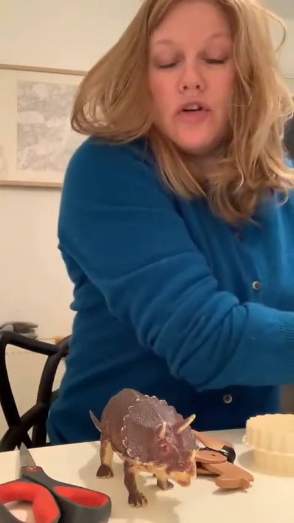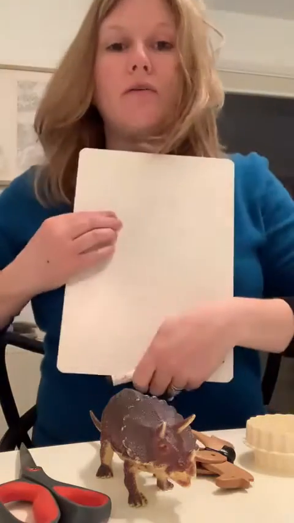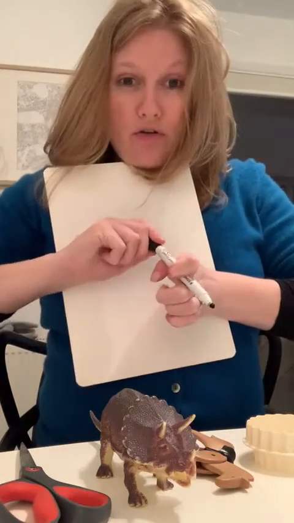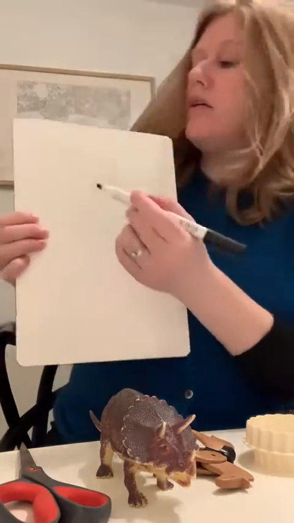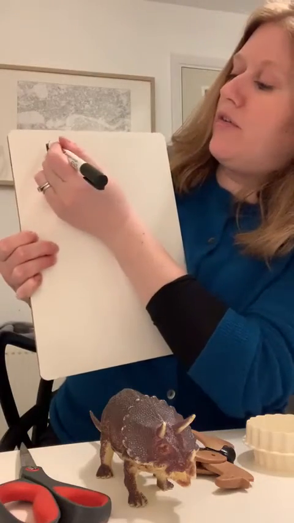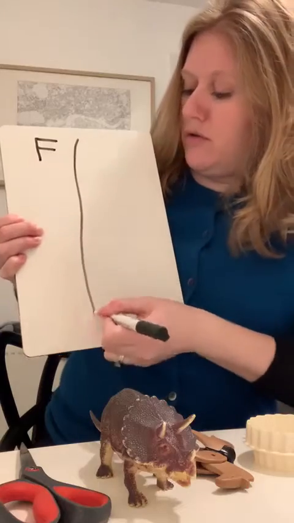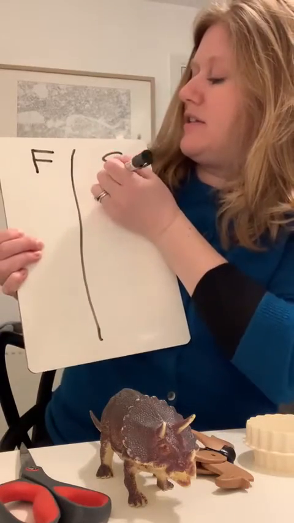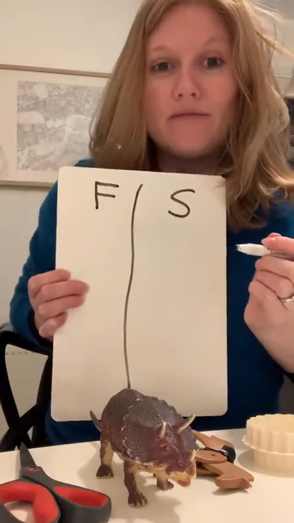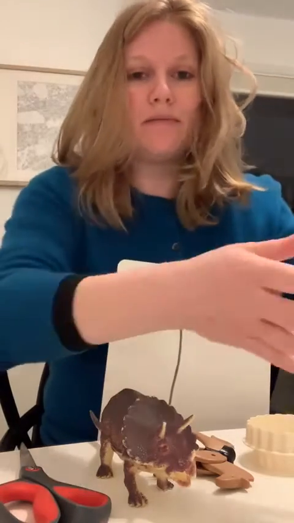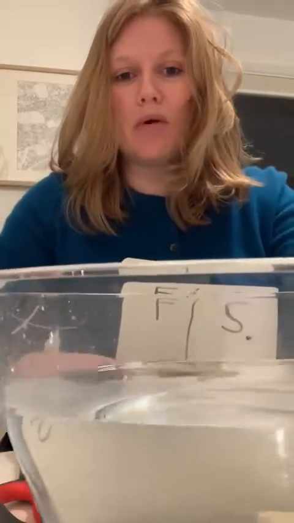Now, what you can do, I've got here my whiteboard. So you can either use your whiteboard and pen or a piece of paper. And you can have a column for float and a column for sink. And we'll record the results. Here we go. Here's my bowl of water.